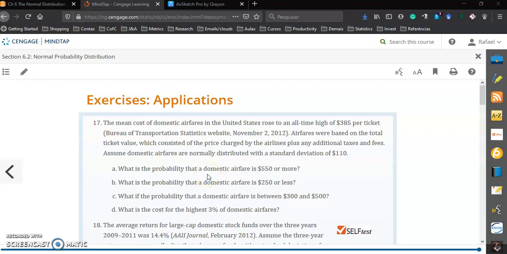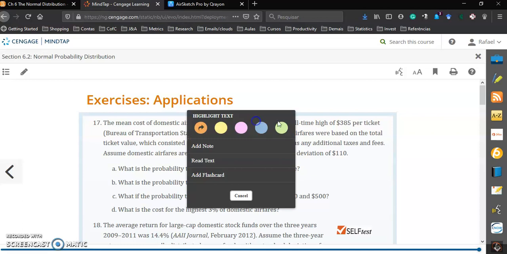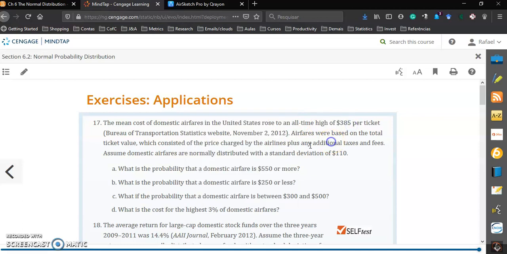Hi. Now let's work on problem 17 for normal distribution, section 6.2 of MindTap. We saw this problem before. We're trying to answer some questions about the cost of domestic airfares in the United States, using a mean of $385 per ticket and a standard deviation of $110. The first question is, what's the probability that the domestic airfare is $550 or more? You know how to solve this problem, I showed you in the previous video.